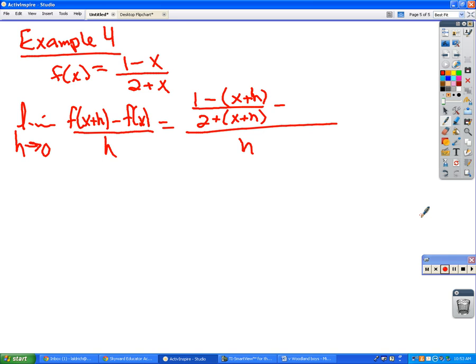All right. Maybe this was a bad decision to go with x plus h. Things are not looking good right now. Too late, we've gone down this road. What's f of x then? That's going to be 1 minus x over 2 plus x.